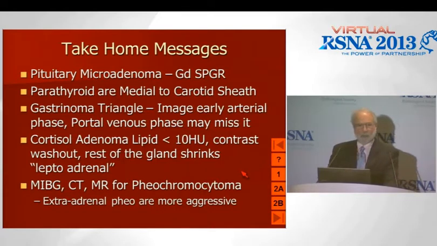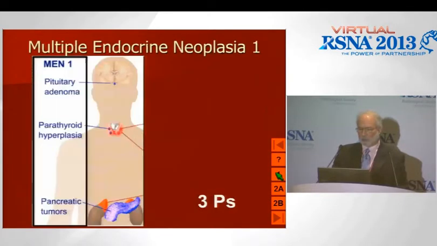And if you're looking for a pheochromocytoma, you can do MIBG, CT, MR, etc. But the primary thing to remember is that the extra-adrenal pheos are much more aggressive than the adrenal pheochromocytomas.